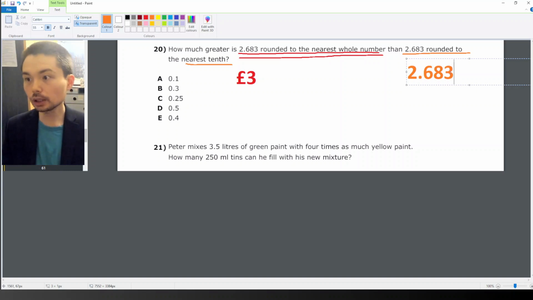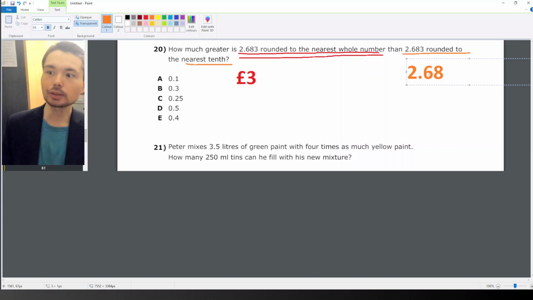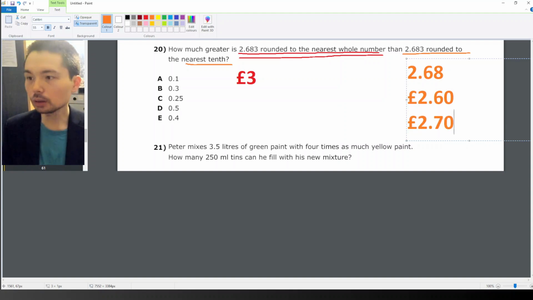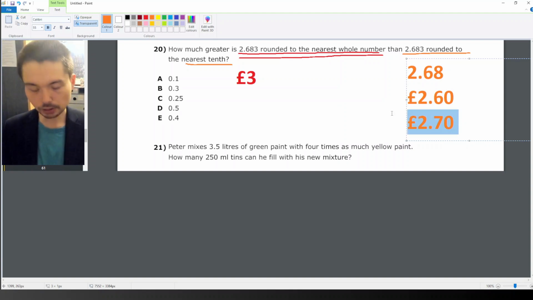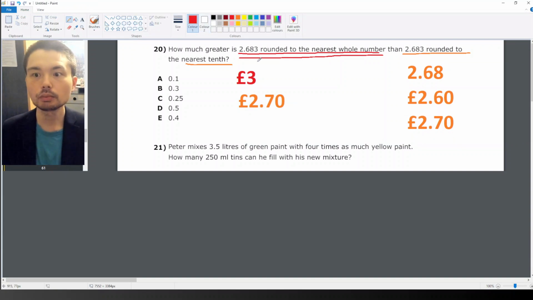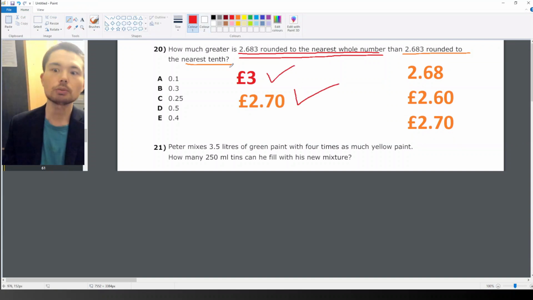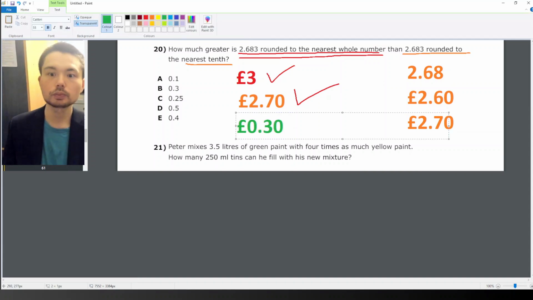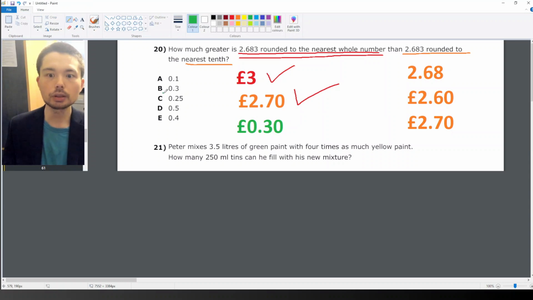So if we just look at the tenth bit, 2.683, you see that 3? Well, it depends on the 8. So 2.68. And now the tenth is this bit. Now, if we look at this, is it £2.60 or £2.70? Well, it is £2.70. So let's put that over here. And then they're just asking for the difference. What's £3 minus £2.70? That will be 30p. Now, which one here is the same as 30p? Well, I can write it like 0.30. 0.30 there.